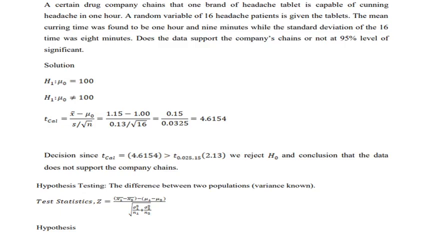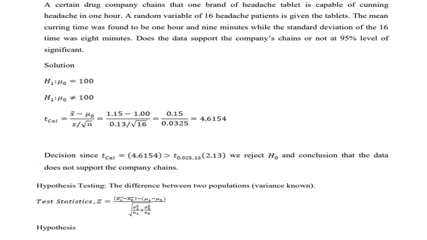Then, since we are using the t-test, we apply the formula x bar minus mu naught all over s over root n, which is equal to 1.15 minus 1.0 over 0.13 all over root of 16. When we do the calculation, we get 4.6154. Then we get our table value from t. This time, instead of using the standard normal table, we are using t. So from here, we take our decision.